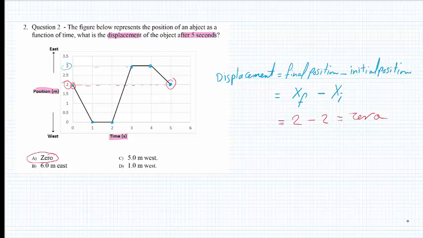What about the distance? If he asks you about the distance, what's the distance during the first 5 seconds? To find the distance, you need to accumulate all the movements here.